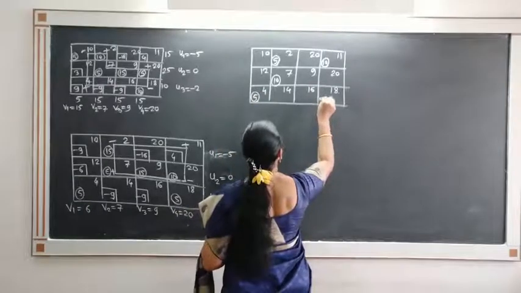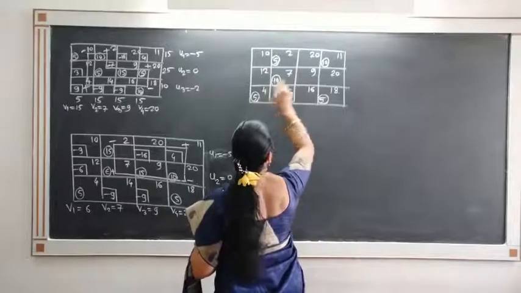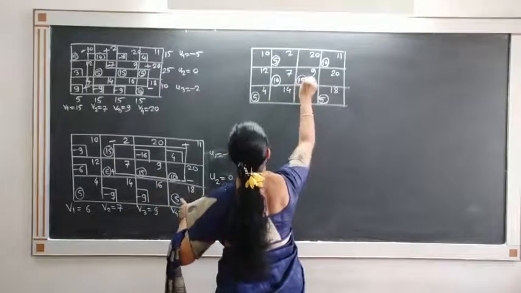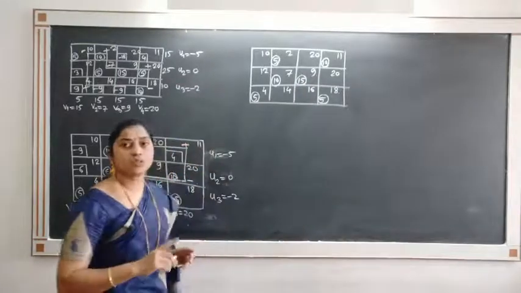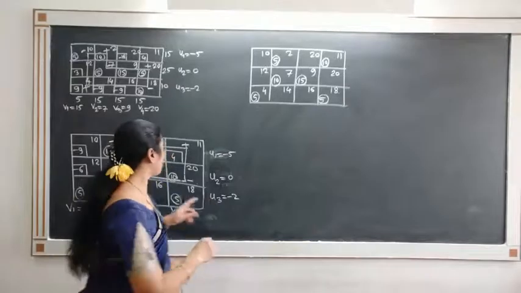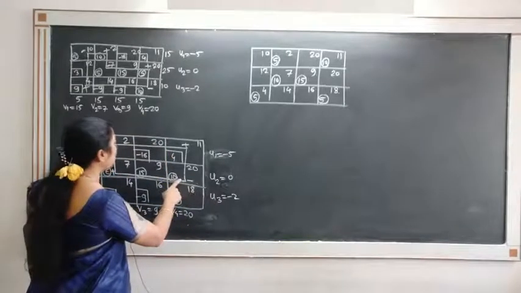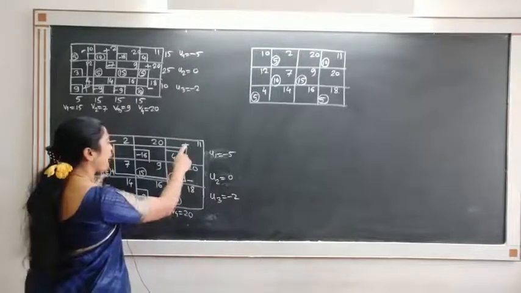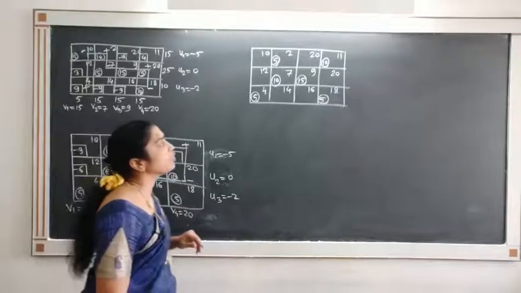This remains as it is. The 15 in this cell remains as it is. Now observe that this is the new solution. So what we have done: where there is minus sign, the minimum is 10. So we subtract 10 from these allocations and add 10 in these cells having plus sign, we get the new solution.